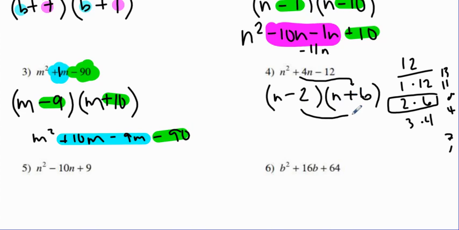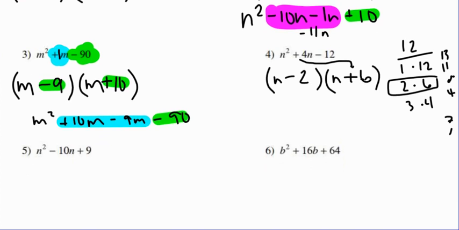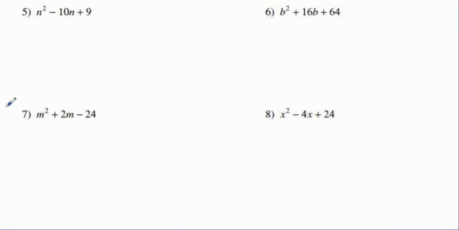And you could check these last two terms here. I have a negative 2 and a positive 6, and that gives me negative 12. So I'm on the right track. A couple more together before you practice in IXL. Feel free to pause the video, of course, and try some out.